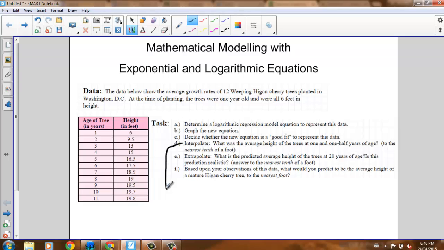Interpolate means to find a value inside the range of data that we've been given. So we've been given a range of data between 1 year and 11 years. The question is asking us to interpolate the average height of the trees at 1 1/2 years.